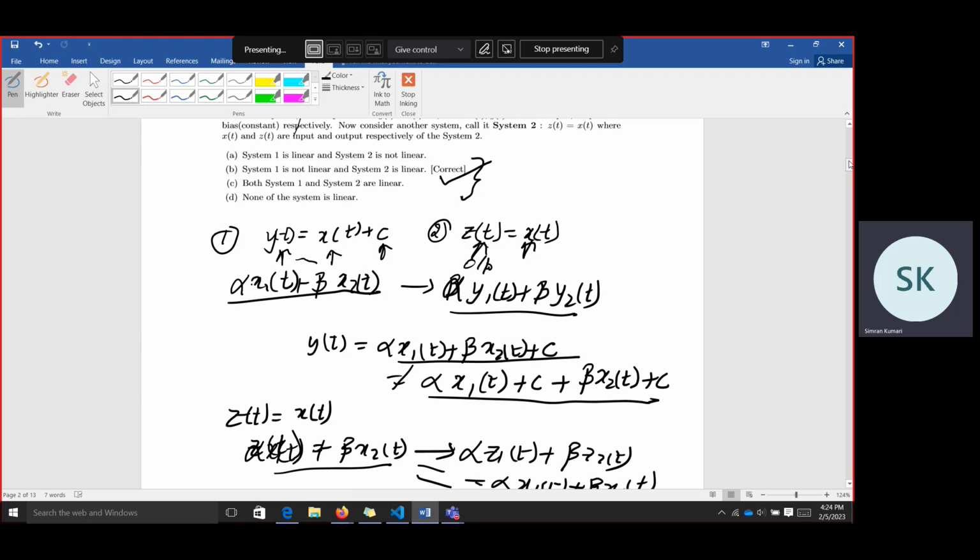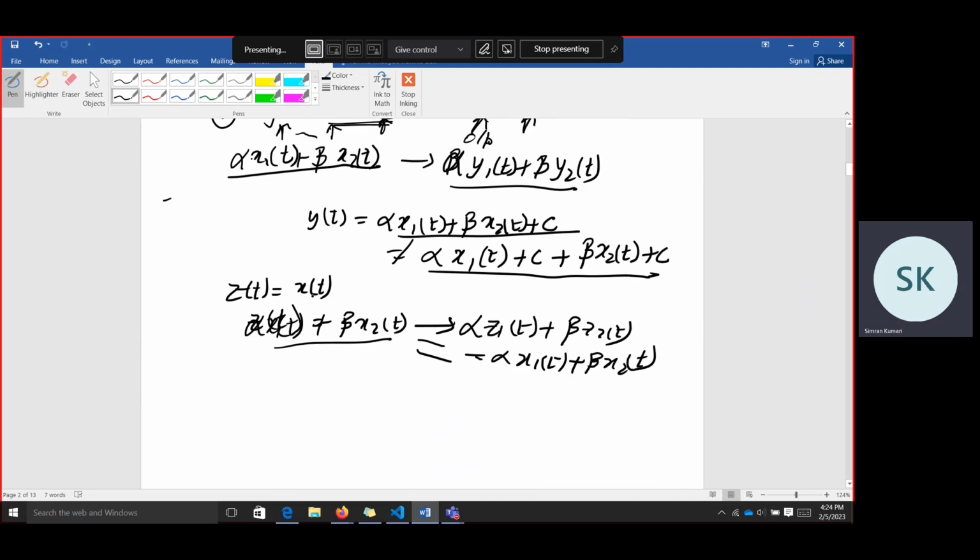And one more thing about a linear system is that if the input is 0, then the output will also be 0. So if you see this system, if you provide input equal to 0, then the output is some constant. But here, if you see this one, if this is 0, this one is also 0.